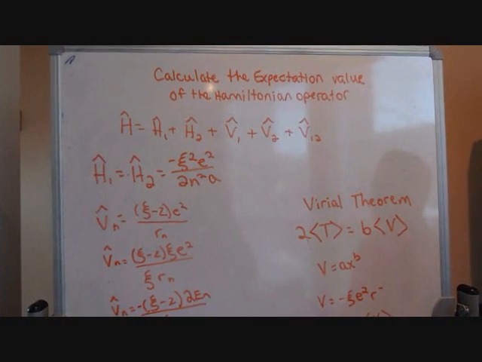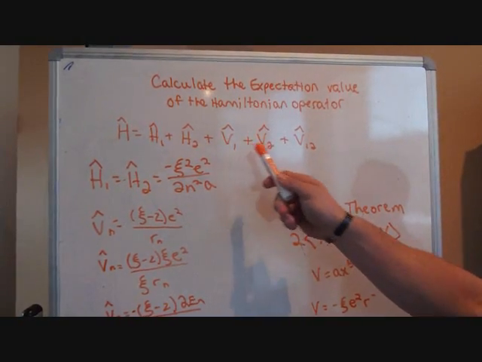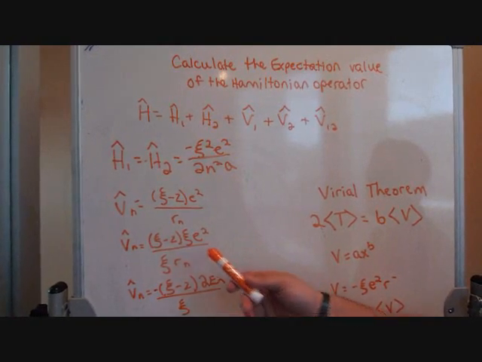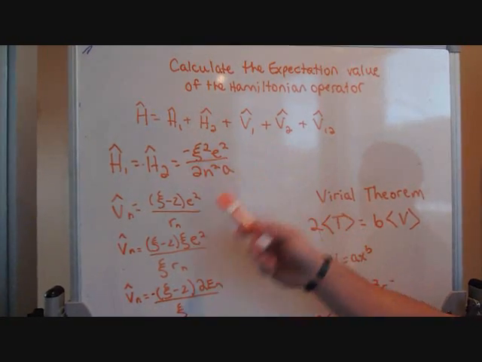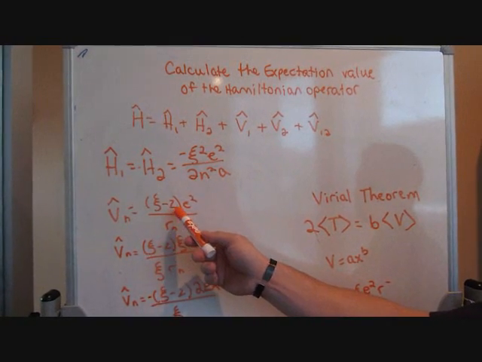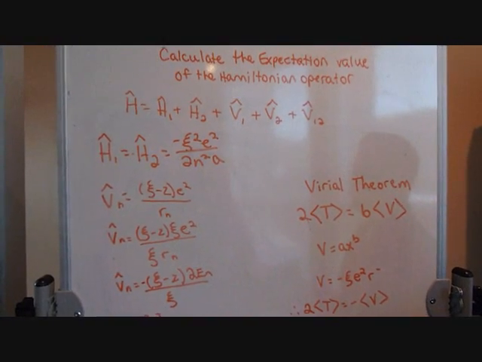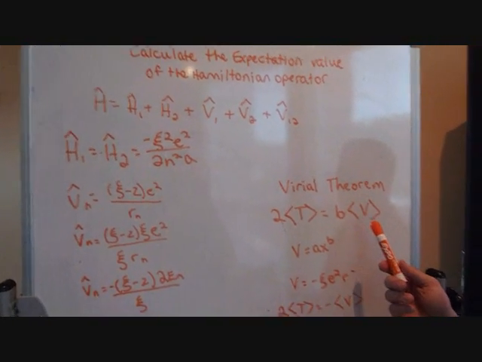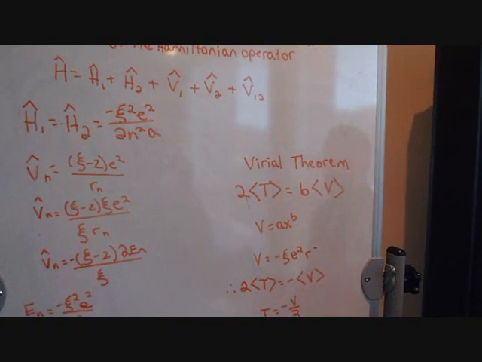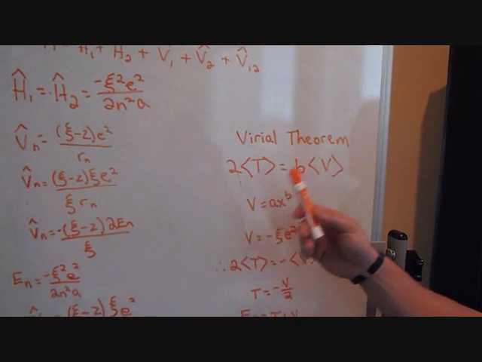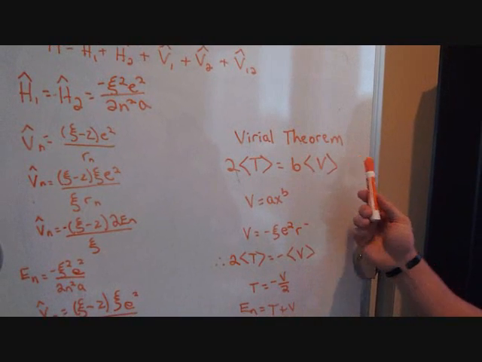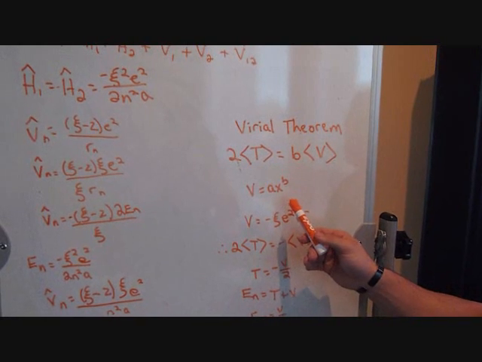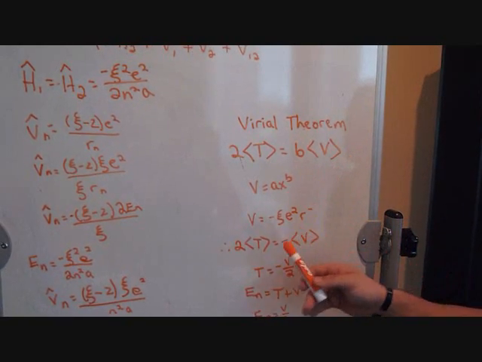So the objective right now is to calculate the expectation value for both V1 and V2. The equation for both of these terms is negative z e squared over r. In order to solve for this function, we need to use the virial theorem to help us. The virial theorem is 2 times kinetic energy equals B times the potential energy, where the potential energy is A x to the B.